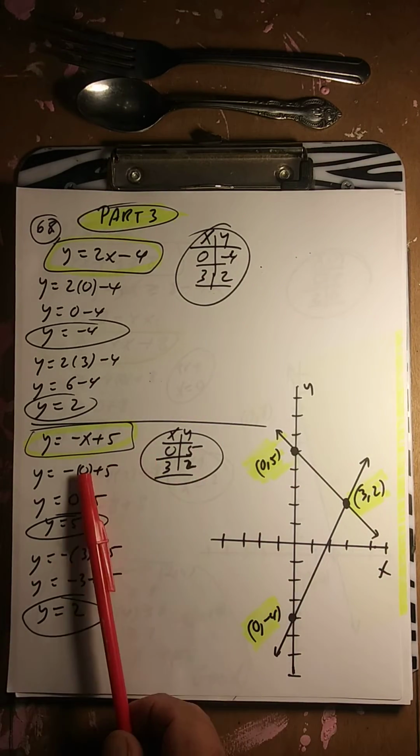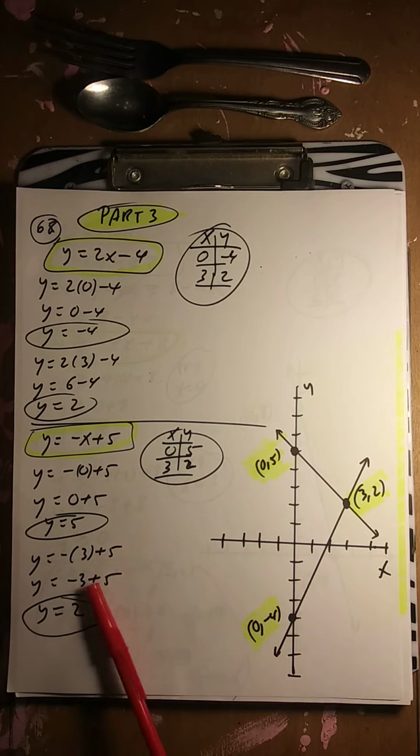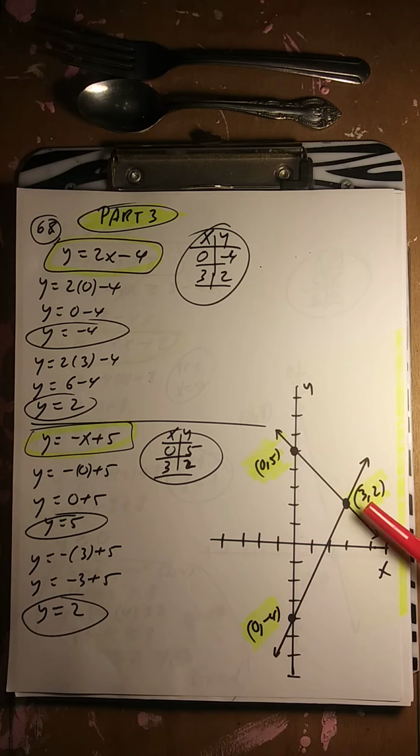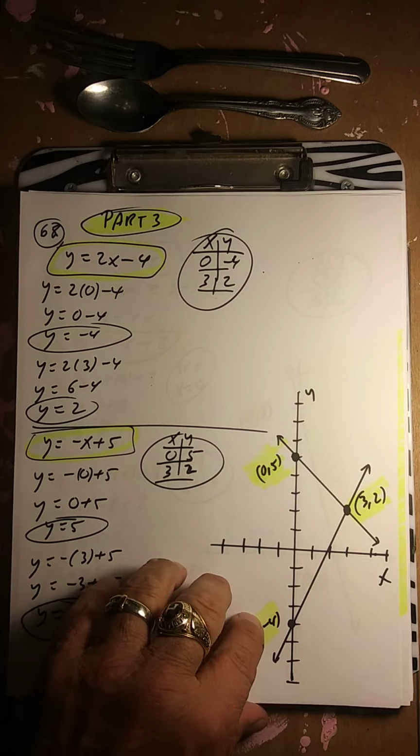Second, put a 0 in there. You got 5. And put a 3 in there. You get 2 again. Notice we have 0 and negative 4, and we have 3, 2. We have 0 and 5, and we have 3, 2. So they intersect right there. So the answer is right there where they intersect. By graphing.